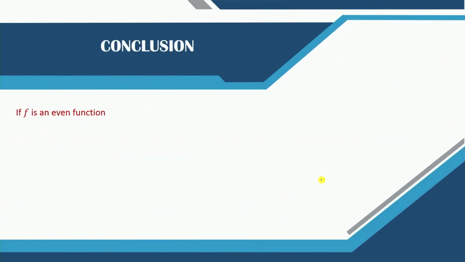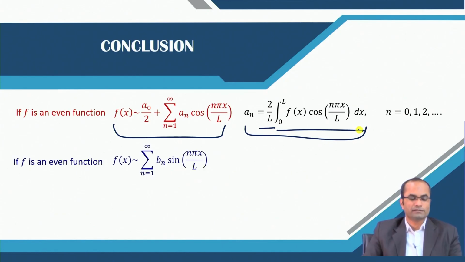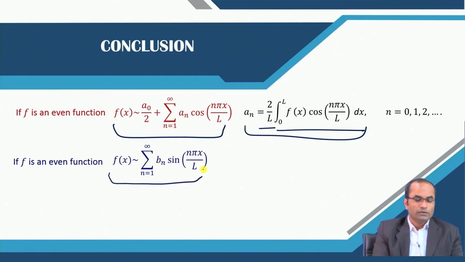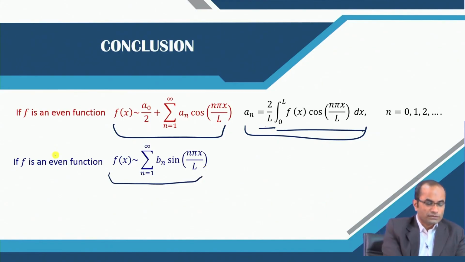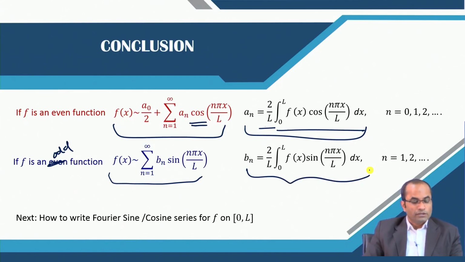Just to conclude again, if f is an even function, we have a rather simplified version of the Fourier series, where a n can be computed by this formula: 2 over L, integral 0 to L, f x cos n pi x over L. If f is an even function we will get only the cosine series, and for an odd function we will get the sine series, where b n can be evaluated by this formula.